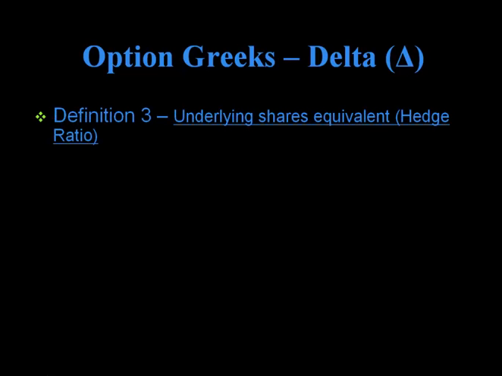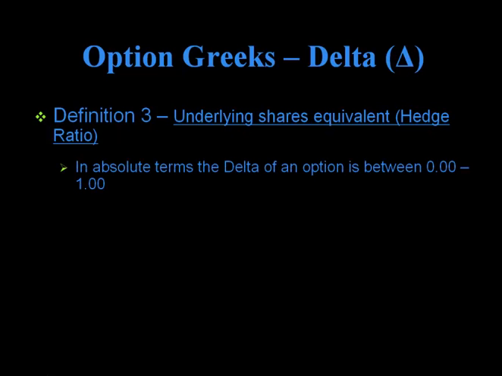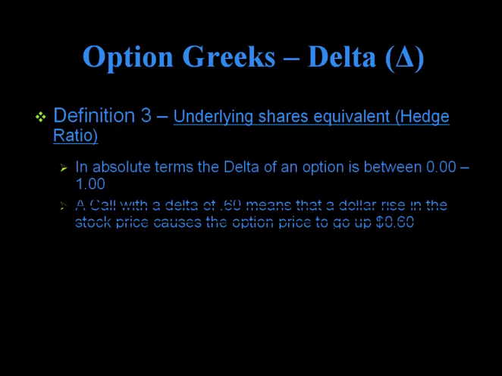Let's look at the third definition. As you can see here, underlying shares equivalent. This is called a hedge ratio. This is a very important definition of delta. In absolute terms, the delta of an option is between 0 and 1, meaning that with puts you can be negative 100 to 0, or with calls you can be positive from 0 to 100. But the absolute value always falls between 0 and 1.